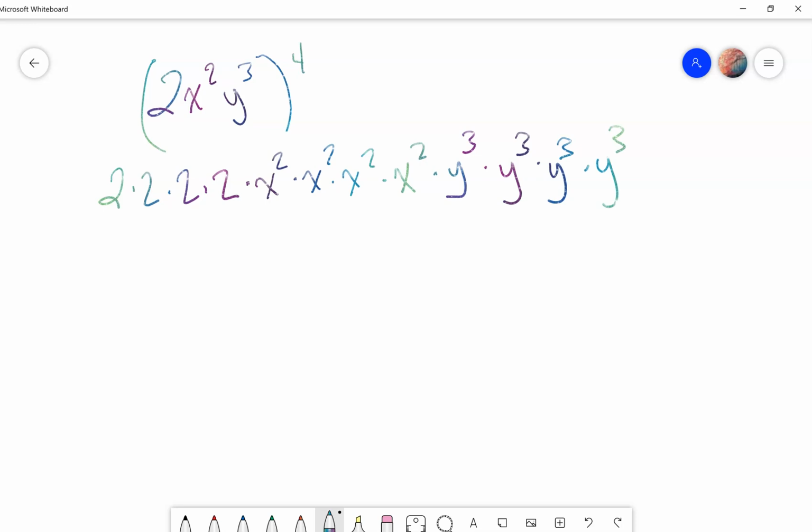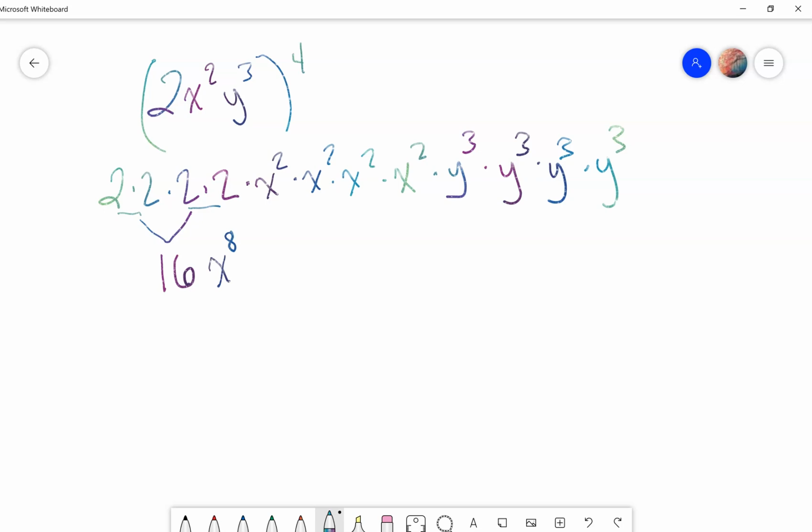All right, so 2 times 2 is 4. 4 times 4 is 16. And then now we can add up our exponents, because we have the same base. So 2 plus 2 is 4, plus 2 is 6, plus 2 is 8. So x to the 8th.